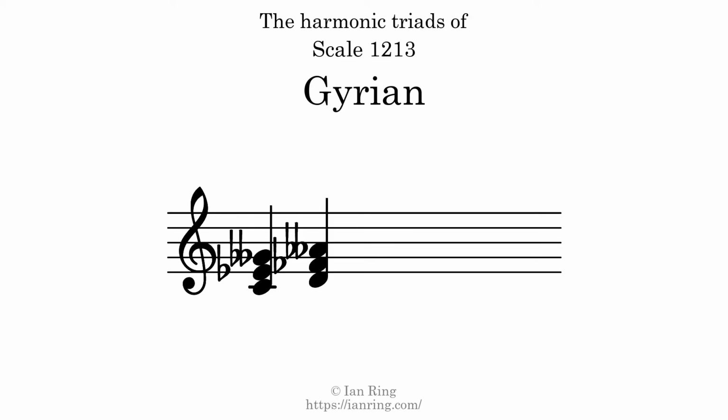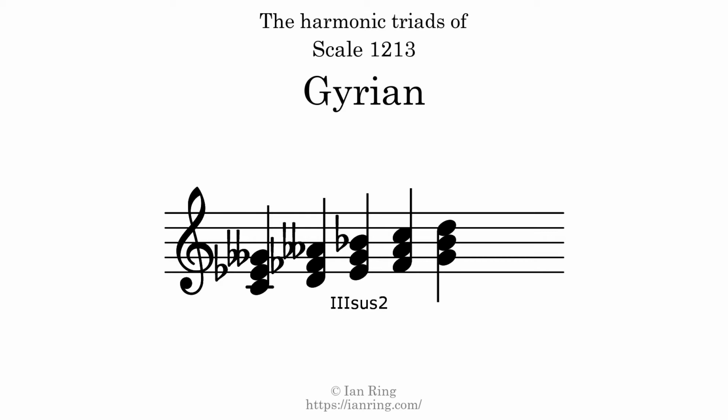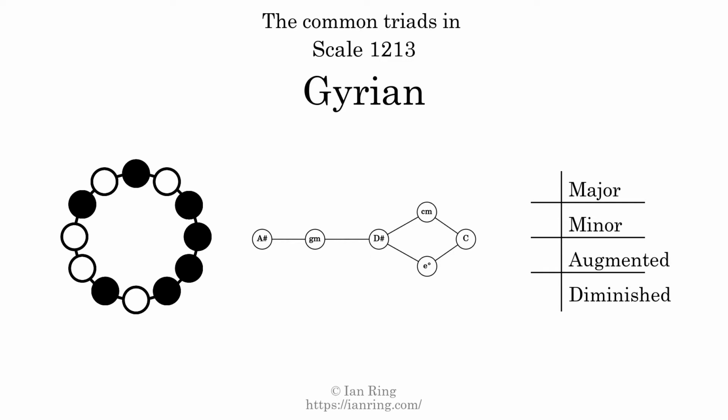Here are the harmonic triads present in this scale. Unnamed, unnamed, sus2, unnamed, unnamed, unnamed, major flat 5. Here are the common triads present in this scale. The diagram in the center is a graph of parsimonious voice leading between triads. There are 3 major triads. There are 2 minor triads. There are no augmented triads. There is 1 diminished triad. Here is a Hamiltonian path of parsimonious voice leading that uses all the triads.